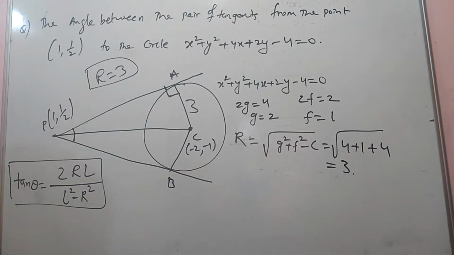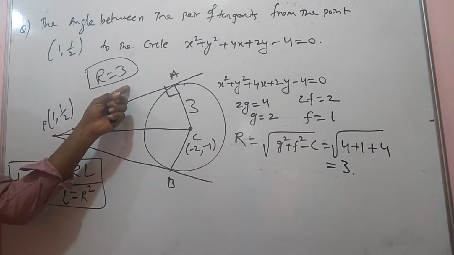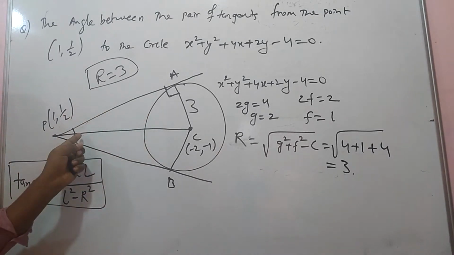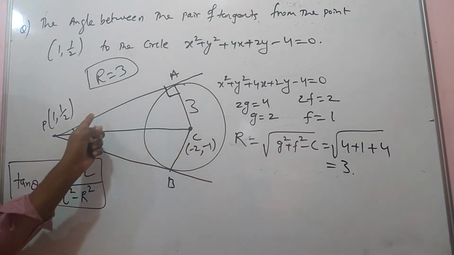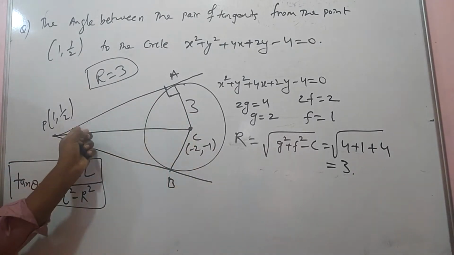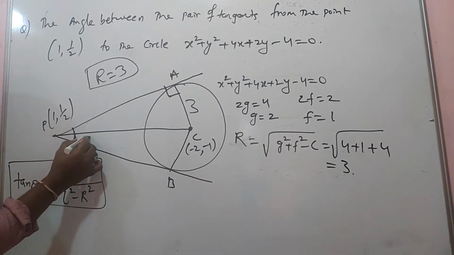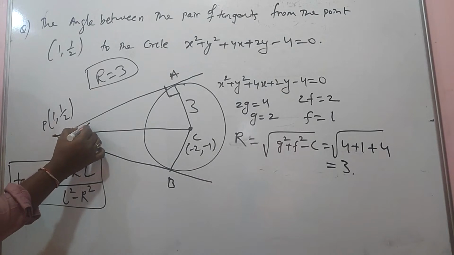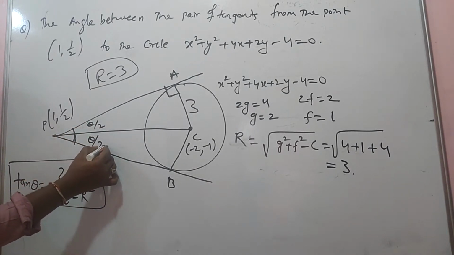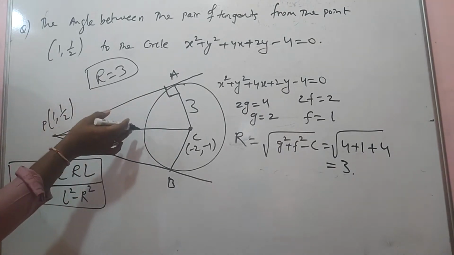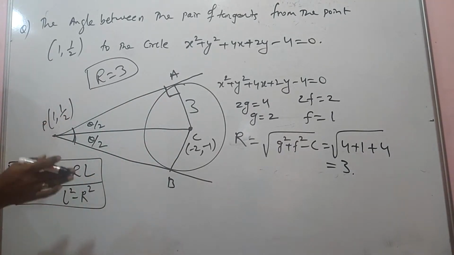So which method do you want, tell me? You want to use the right angle triangle or you want to use the formula? If you want to use the formula, you have to find the length of the tangent. Or you can use the sine theta by 2 formula, or cos theta by 2 formula; then you will get theta. Means if this total angle is theta, then this value will be theta by 2. Then you can use this right angle triangle condition, sine theta by 2.